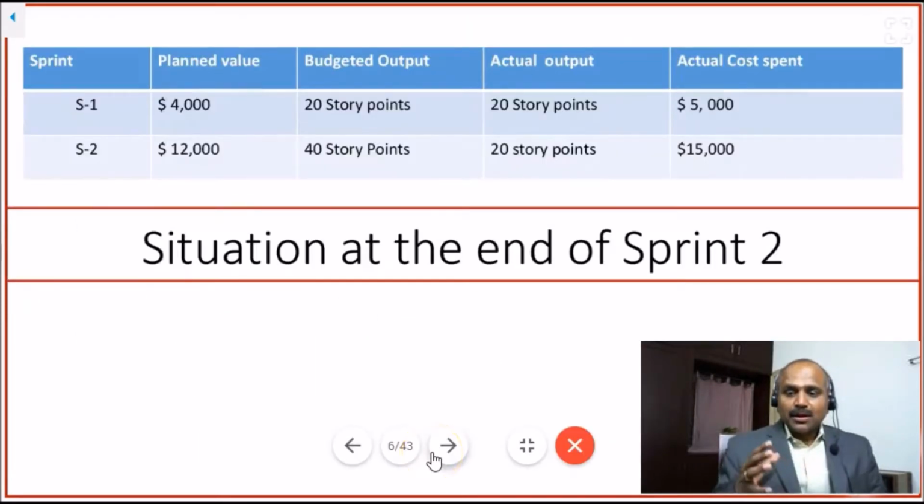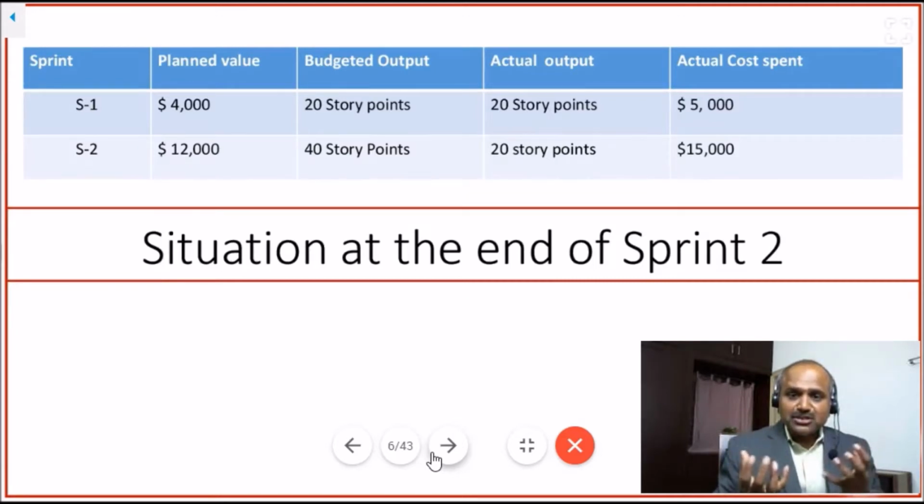Now, what is the situation in front of us at the end of sprint 2? First sprint completed, we planned $4,000, that is the budgeted planned value, and we expected 20 story points worth of work. After completion of the first sprint, we achieved 20 story points worth of work. That means the team completed all the planned features worth 20 story points. The actual cost is 5,000. So where is the deviation?